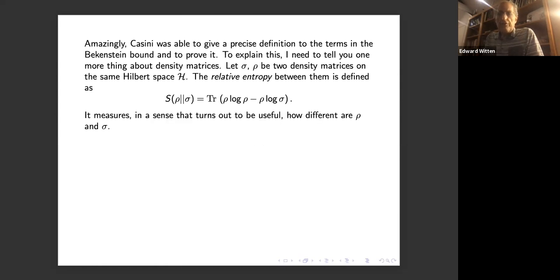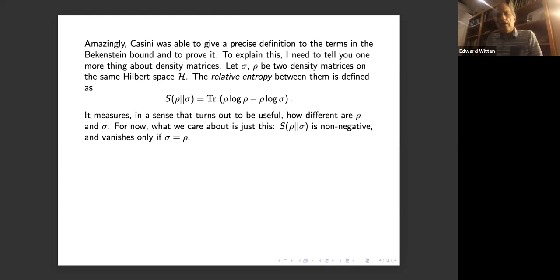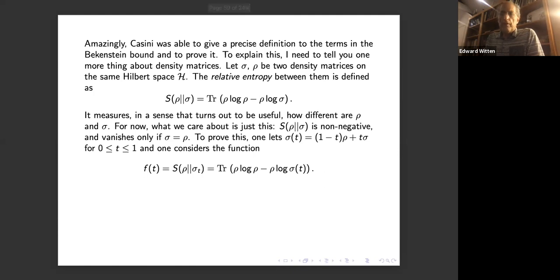So the relative entropy measures, in a sense that turns out to be useful, how different rho and sigma are. But for the Casini work, all we care about is this. Well, first of all, S of rho and sigma is obviously 0 if rho equals sigma. But the important point is that in general, it's non-negative, and it's strictly positive unless rho equals sigma. It vanishes if and only if rho is sigma, and otherwise it's positive. I'll very briefly sketch a proof.